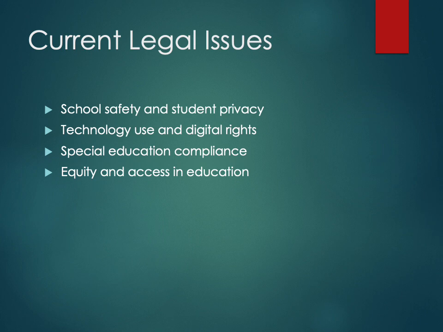Now, some current legal issues that are affecting modern schools today. We still see issues around school safety versus student privacy. In these cases, we see the need to balance surveillance, lockdown drills, and student rights. Another area has to do with technology and student digital rights. Particularly, these issues focus on cyberbullying, digital monitoring, and one-to-one device policies. We also see that special ed compliance, the implementation of IEPs, and equitable access remain hot legal topics.